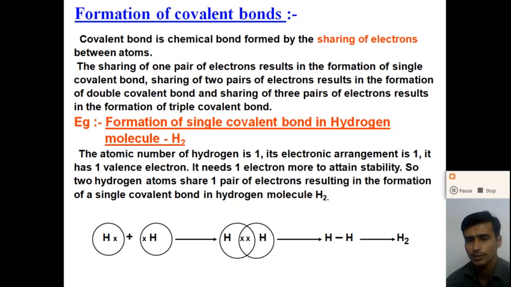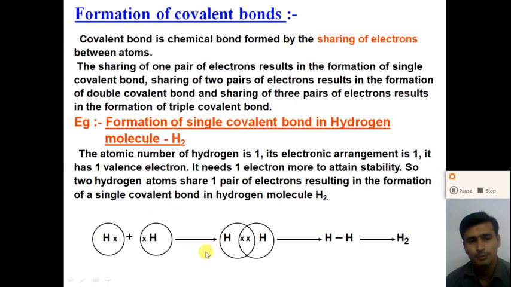So dear student, in the first orbit, the maximum number of electrons is 2 to attain stability, right? So in the outermost orbit of the hydrogen atom, there is only one electron, and the hydrogen atom needs one more electron to attain stability. So two hydrogen atoms sharing one pair of electrons results in the formation of a single covalent bond in the hydrogen molecule H2.